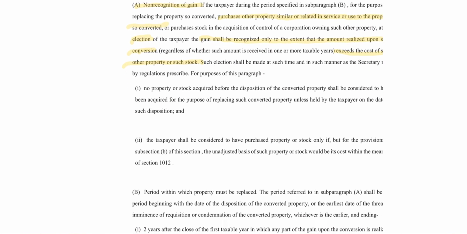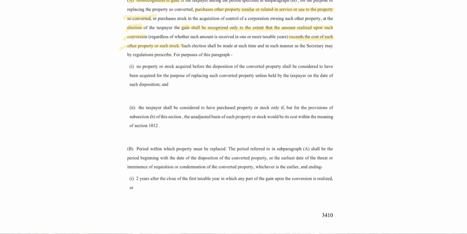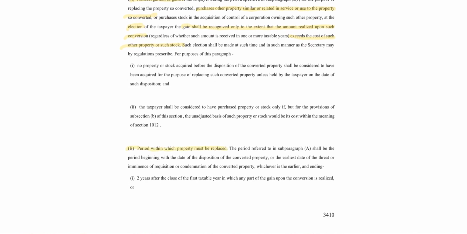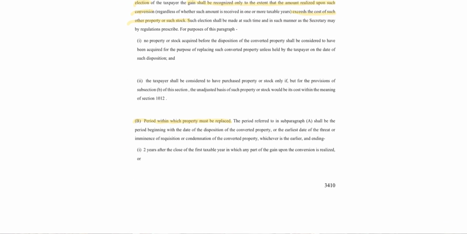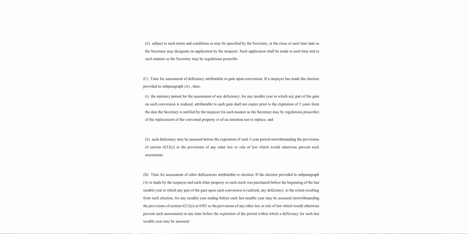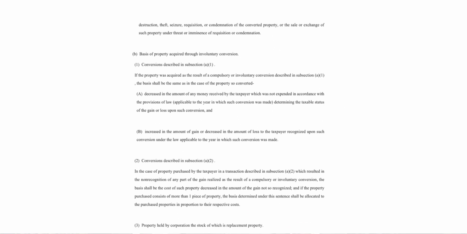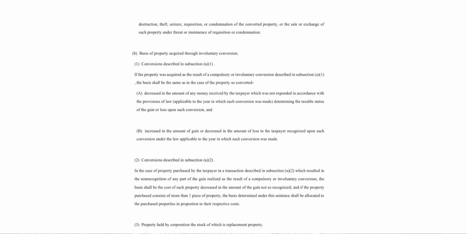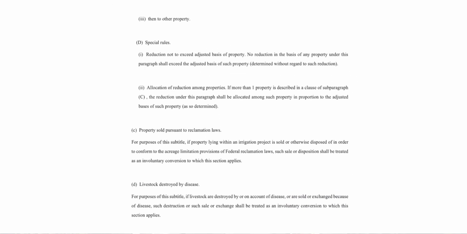And it says, continue the period by which the property must be replaced. So you have to replace it within a certain period of time. General rule is 2 years after the close of the first taxable year in which any gain, all that good stuff. But what about property? Do we know if cattle qualify? And if we come down here, the basis rule, remember every non-recognition rule is a basis rule, but I just want to see if cattle can apply to this rule.